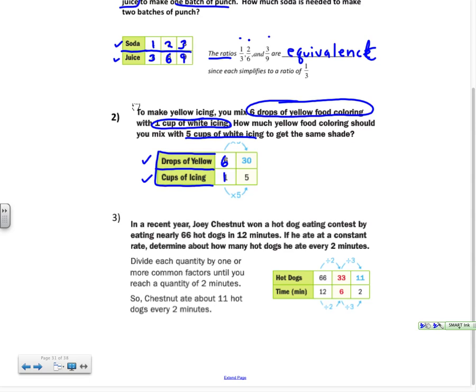Well, I want to use 5 cups of icing. So I have to think, how do I go from 1 to 5? I multiply by 5. Whatever I did to the bottom number, I do to the top number. So 6 times 5 is 30. So it would take 30 drops of yellow food coloring to get the same shade.